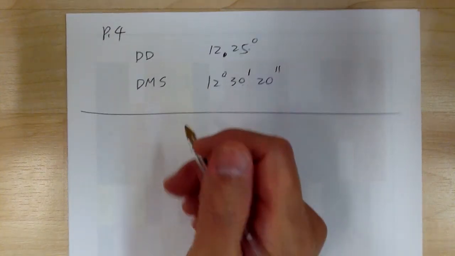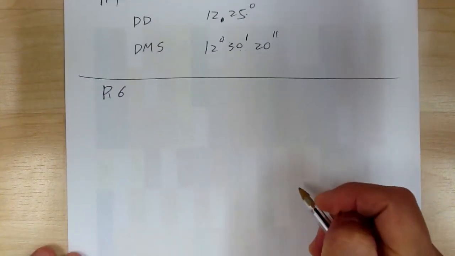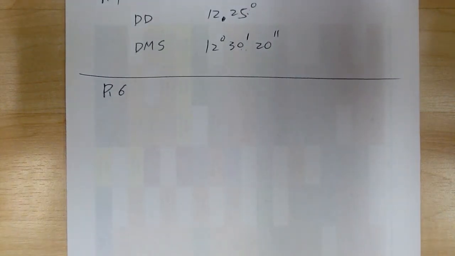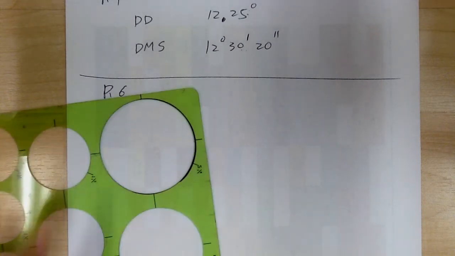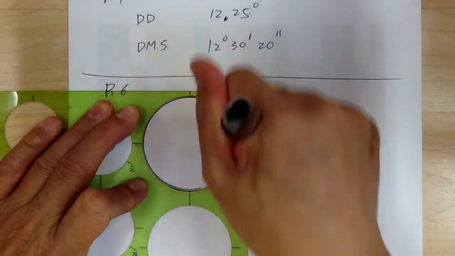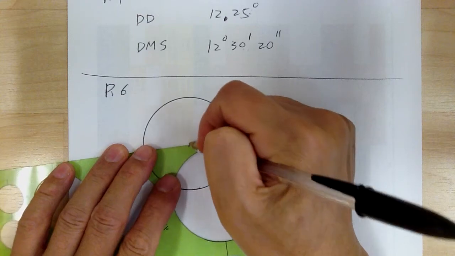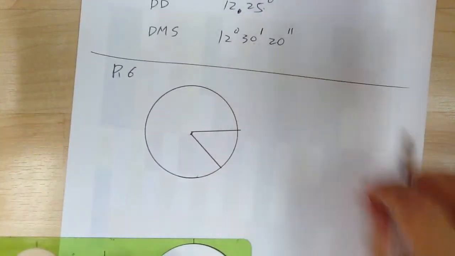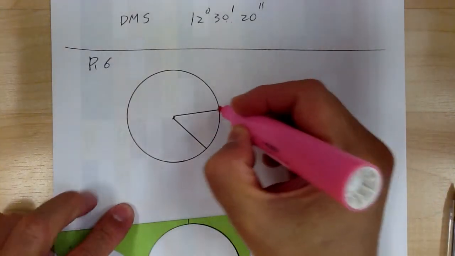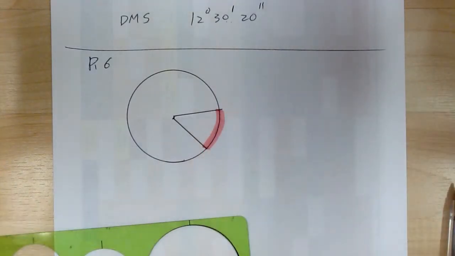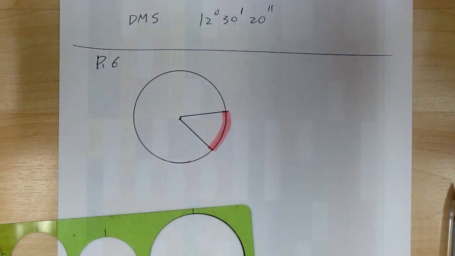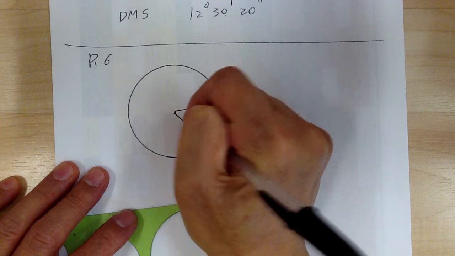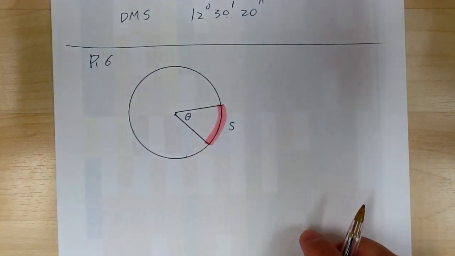Okay, now let's go to page 6. How to calculate the arc length. So you have a circle, and you want to figure out the length of this over here. So this is called an arc, right, from your geometry. And the symbol for arc is S. And here's your theta.